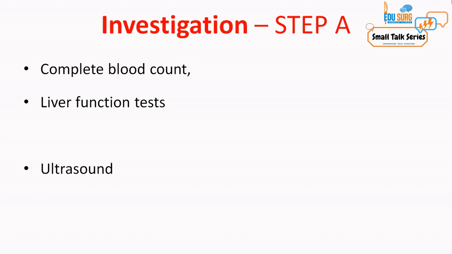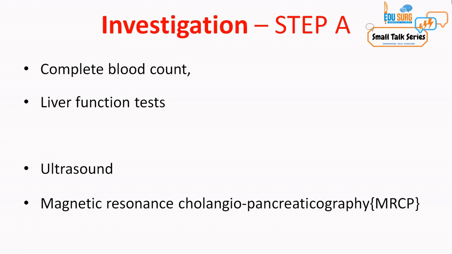Imaging wise, the first step includes an ultrasound, which will show an intrahepatic biliary radical dilatation if a patient has jaundice. That will guide our next investigation, which is most commonly an MRCP, unless the patient has a collection on ultrasound, in which case we would do a CT scan first and drain the collection before doing the MRCP. So these are the basic investigations that we do as the first step of managing a patient with postcholecystectomy syndrome.